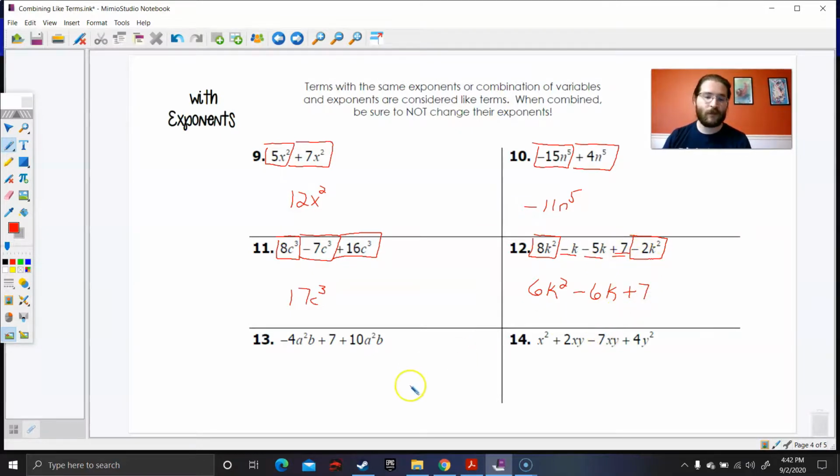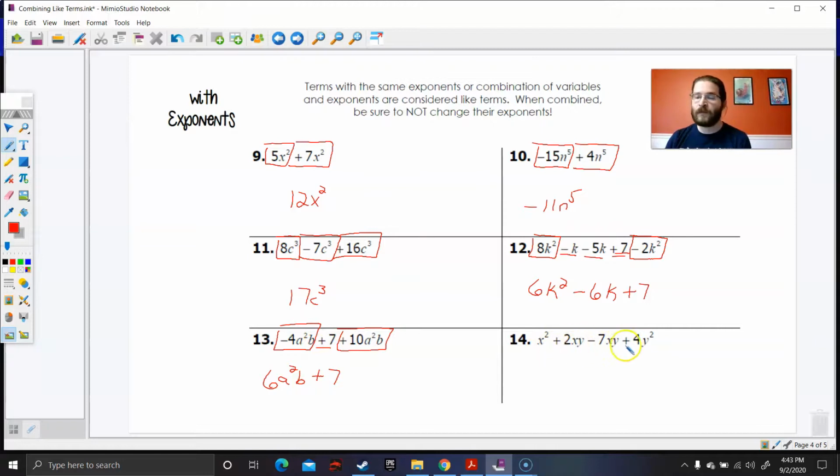All right, so what about our terms that have more than one variable attached to them? Well, you can still treat those as like terms if their variable sets match. All right, so this would be a group, and this would be a group. All right, so negative 4 plus 10, we get positive 6, and then we just carry the rest down. Okay, and then plus 7 for our constant.